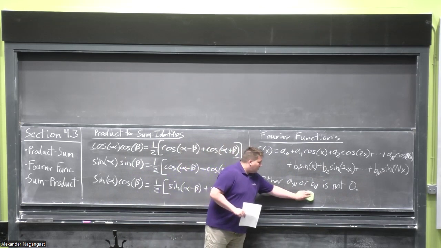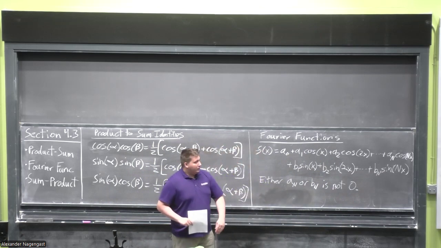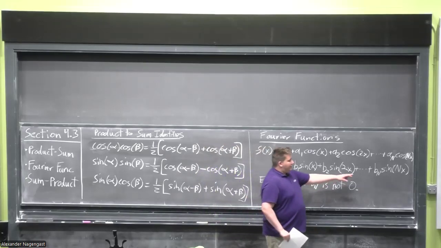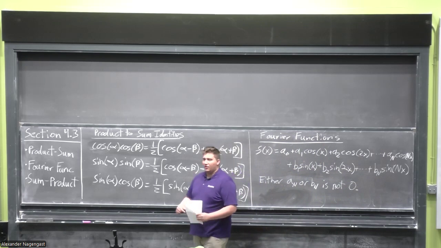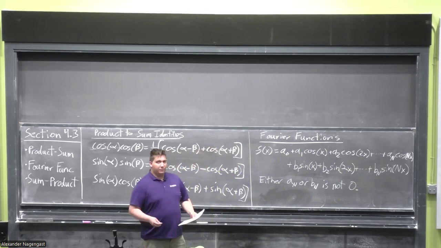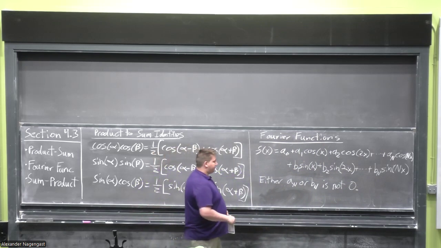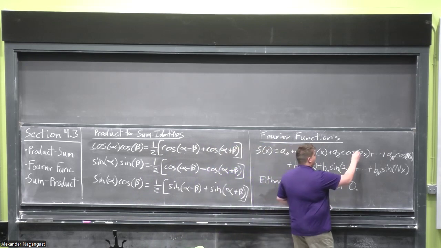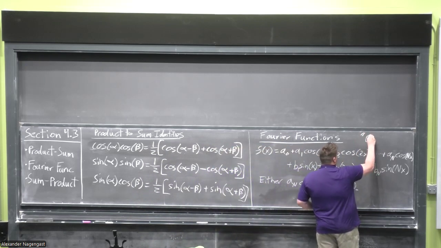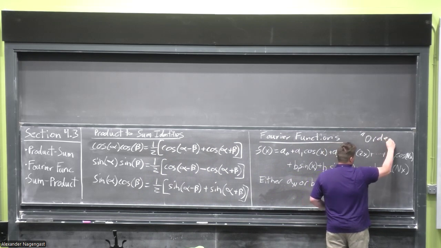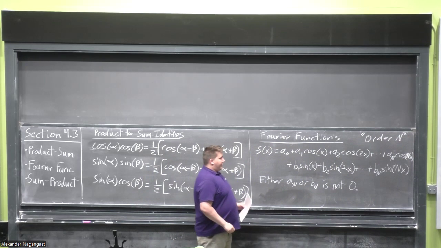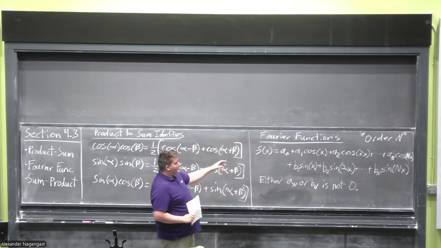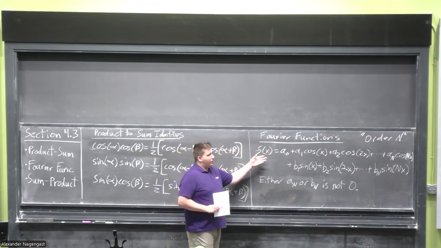So similarly, we have to have at least one of these, bn or an, to be a non-zero number. Otherwise, we would reduce the order. So instead of degree, we're going to call this order n. So this would be an example of a Fourier function of order n.